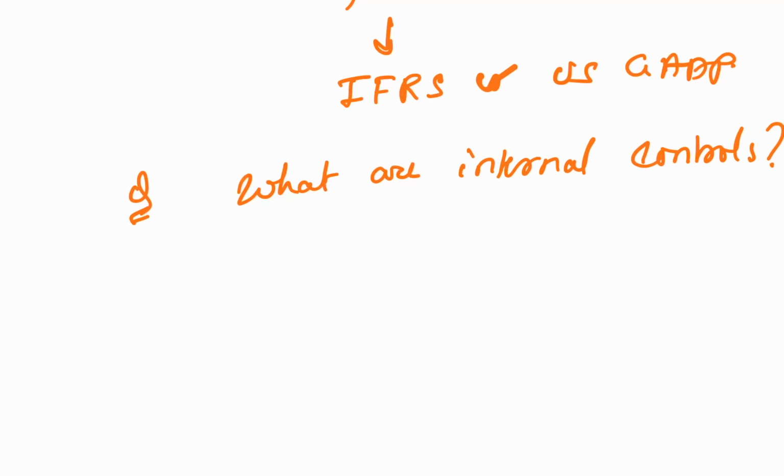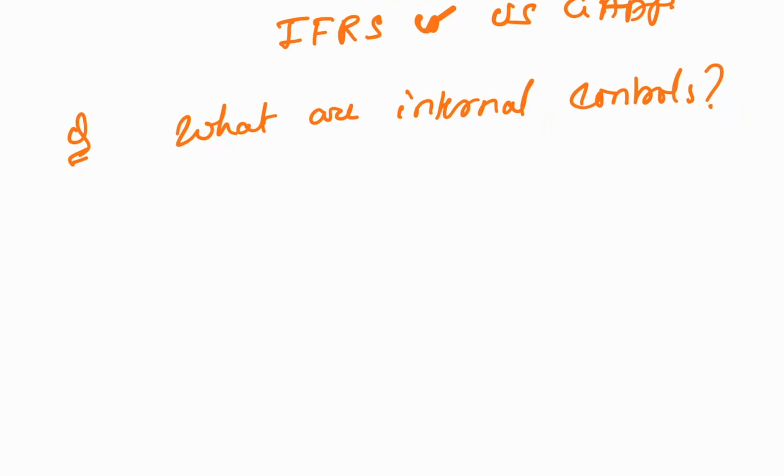What are internal controls? Basically, these are the company's own systems to prevent errors and fraud, and make sure accurate records are kept.